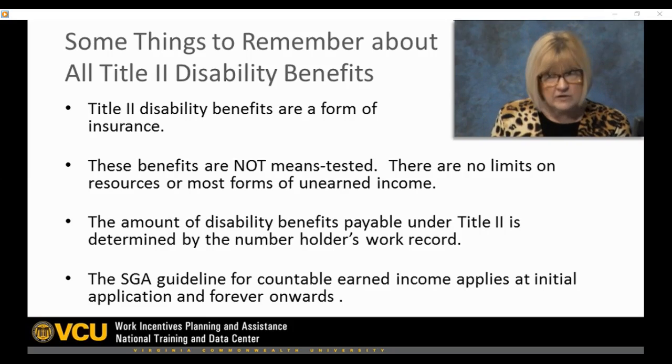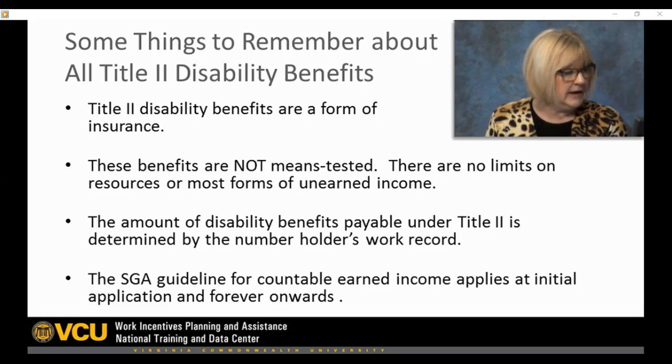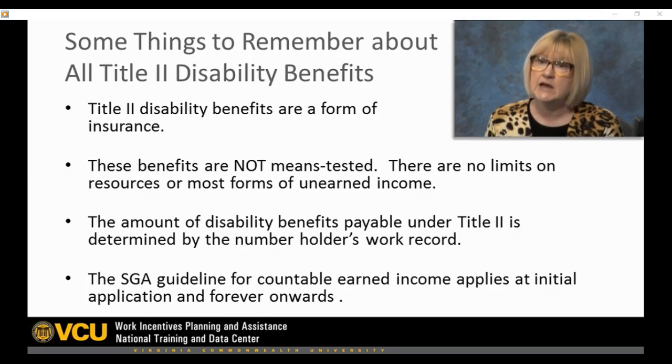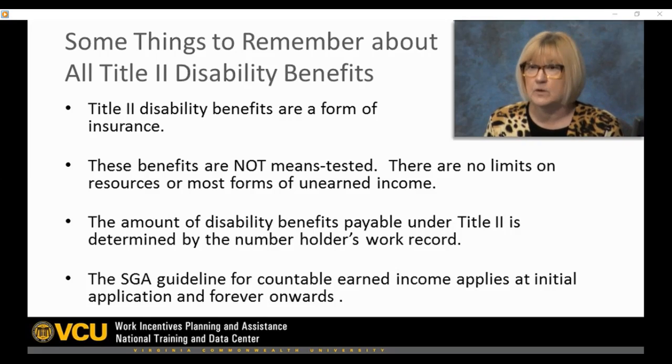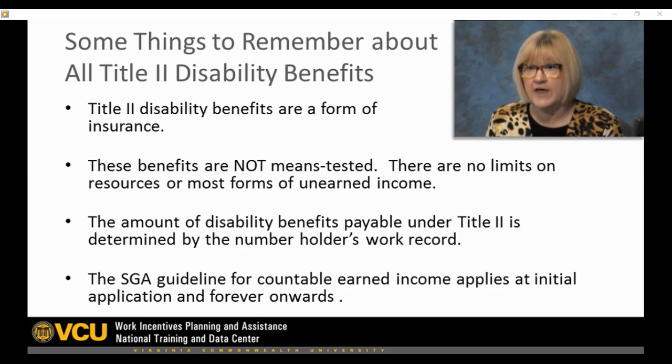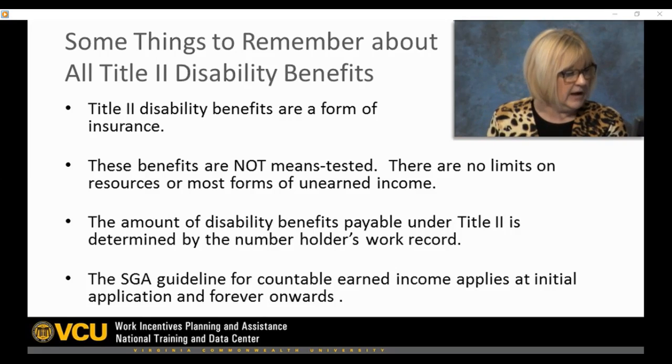Now, the amount of the disability benefit that you get is based on a complex formula that you don't need to know. I don't know it either. And it is totally determined electronically at the local Social Security office. And it's based on the number holder's work record. So if it's SSDI, the number holder is me, right? My own work record. If it's CDB, it's based on the work record of a parent. Okay, so complex formula, you don't need to know how to do that. It's all calculated when you apply, and the work history of that number holder is considered.